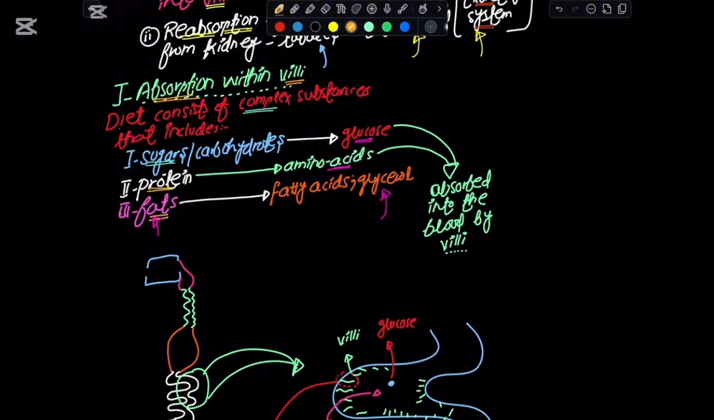Now, regarding our digestion and diet, when we eat food in our daily life, we are eating complex substances, and these are the sugars or carbohydrates, then we have proteins, and at the end we are eating fats.